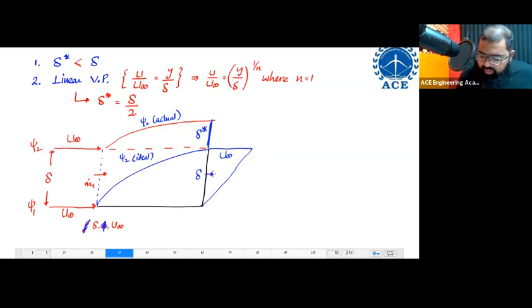M dot 2 over here is how much? Now look over here. I have the same height, the same base, but I have a triangle. You see, this is also u infinity, this is also u infinity. This is also delta, this is also delta. That means I'm having over here a triangle.